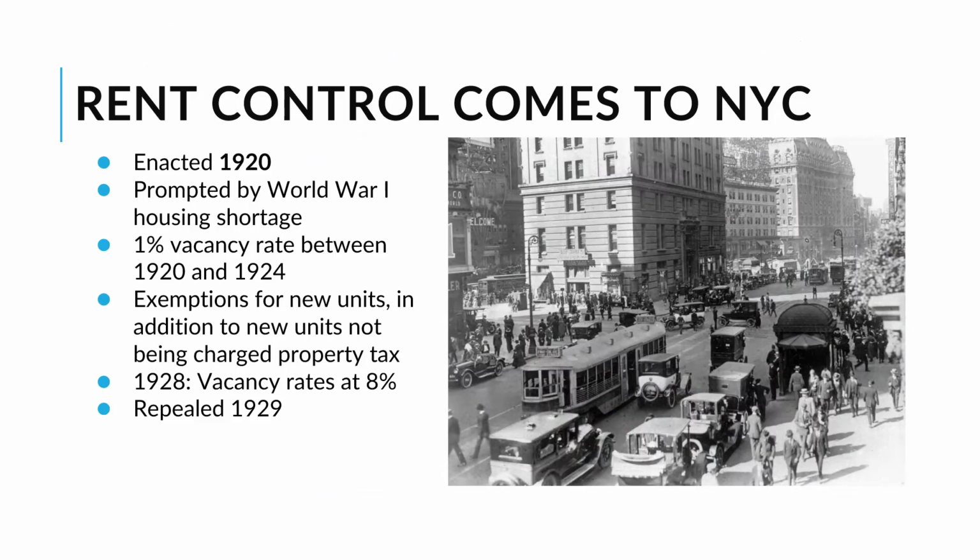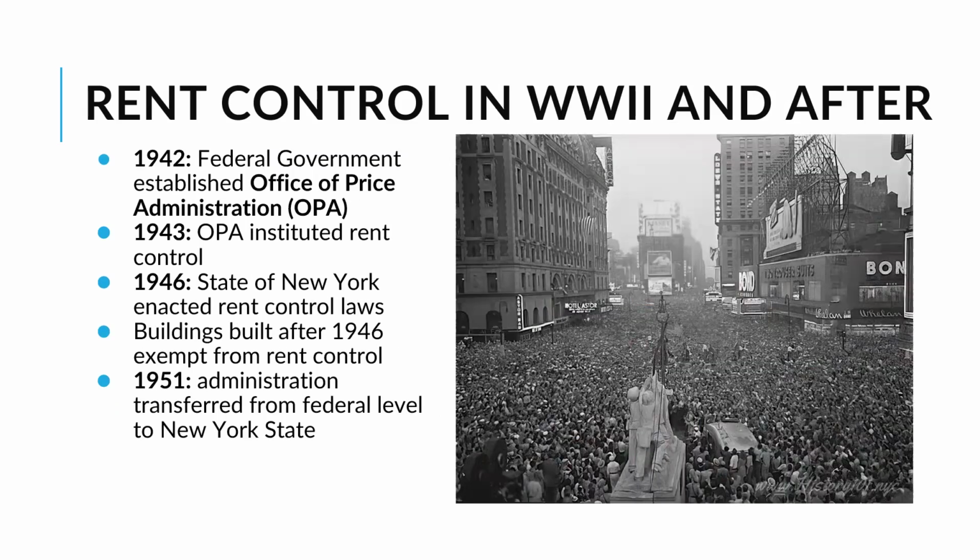But in the 1920s, they were a lot more successful in building new units. So vacancy rates actually went up to 8%. And you can see why. They had exemptions for new units for the rent control, and new units were not charged property tax. So they actually repealed this version of rent control in 1929.